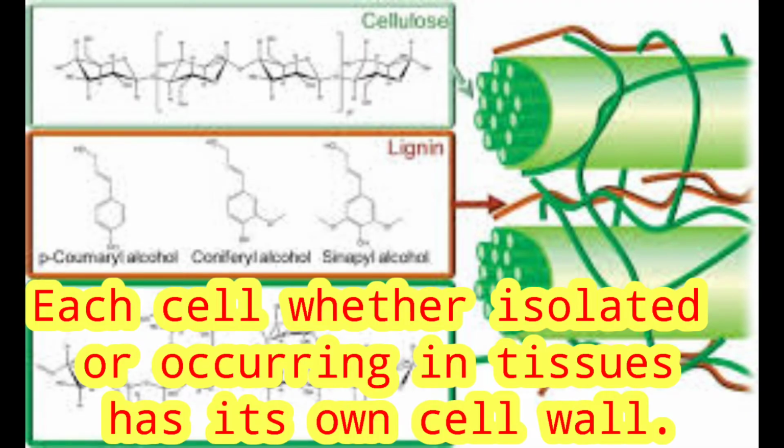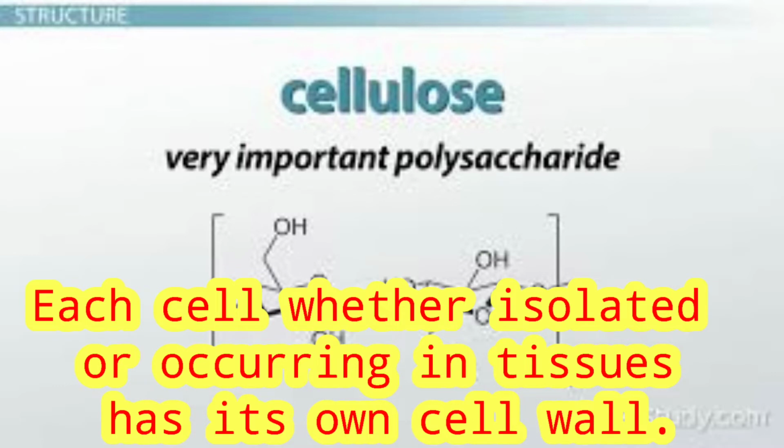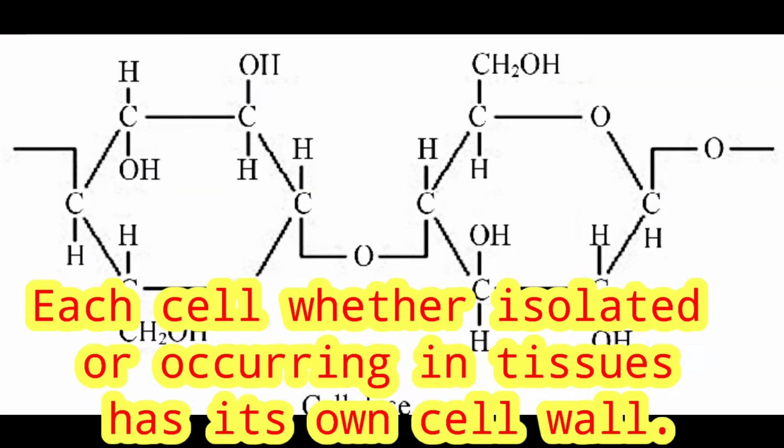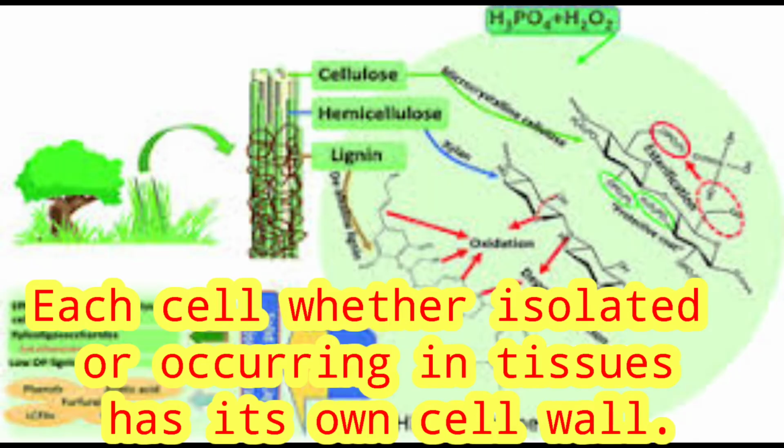Each cell, whether isolated or occurring in tissues, has its own cell wall. The first formed cell wall is known as primary cell wall. It is present in the meristematic tissues. So when a cell is formed, it contains its own cell wall.